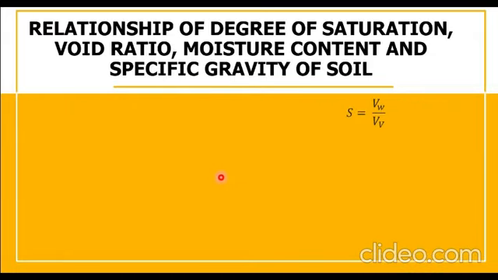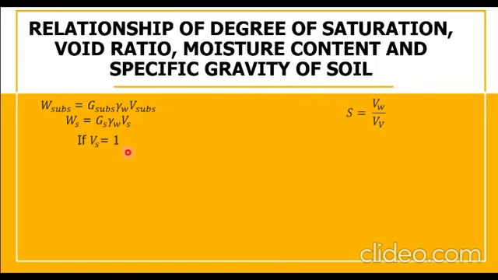Next, the relationship of the degree of saturation, void ratio, moisture content, and specific gravity of soil. We all know that weight of substance is equal to specific gravity of that substance multiplied by the unit weight of water multiplied by the volume of substance. We recall this formula already. And then the weight of soil is equal to specific gravity of soil multiplied by the unit weight of water multiplied by the volume of soil.